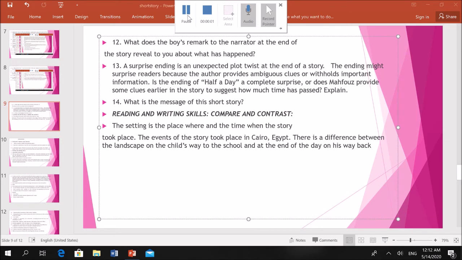Question 12. What does the boy's remark at the narrator at the end of the story reveal to you about what has happened? Actually, it shows that time has passed and the little boy has grown up to become an old man.